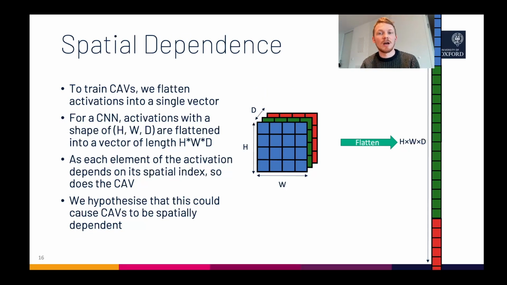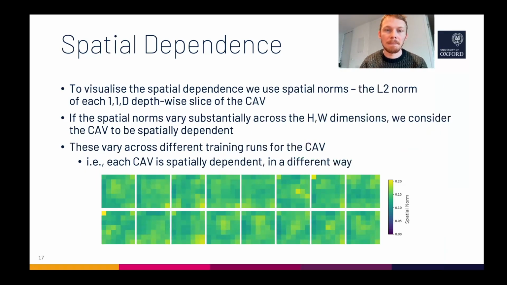And the third and final property we're interested in is spatial dependence. To train CAVs, we typically flatten the activations into a single long vector. So in a convolution, we have activations of height by width by depth number of channels. We flatten that into one long vector of height times width times depth. So each element within the activation actually depends on the location it came from in the activations. And we hypothesize this can lead to some spatially dependent CAVs. We tried to visualize this by using spatial norms. So we took the L2 norm of each 1 by 1 by d depthwise slice of the CAV. And if the spatial norms vary substantially across the height and width dimensions, then we consider the CAV to be spatially dependent.